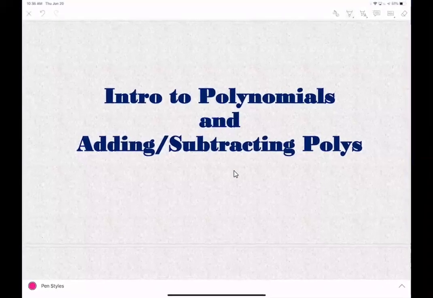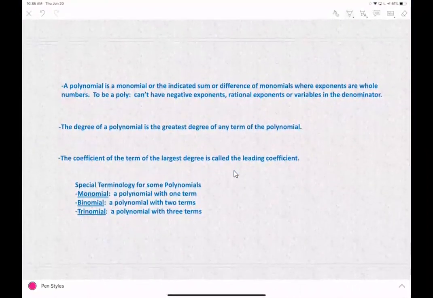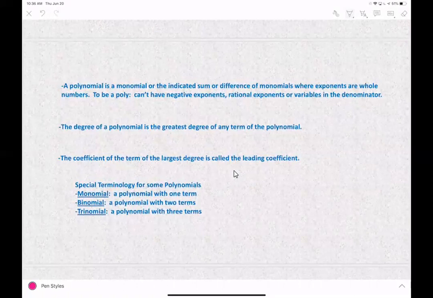This lesson, we're going to introduce polynomials and add and subtract polynomials. So what is a polynomial? Well, a polynomial is a monomial, which we'll talk about here at the bottom. A monomial is one term, or the indicated sum or difference of monomials where exponents are whole numbers. And to be a polynomial, we can't have negative exponents, rational exponents, or variables in the denominator.